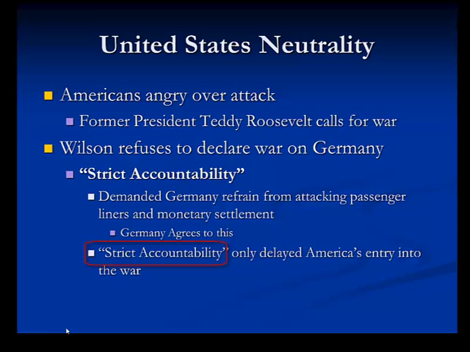Wilson's strict accountability only delayed American entry into the war, though, because it didn't really solve any problems. And by insisting that Americans still had the right to travel on ships of belligerent nations, sooner or later, more Americans were going to be killed.